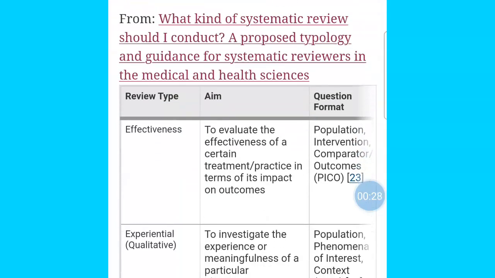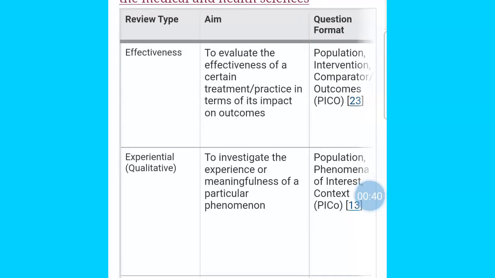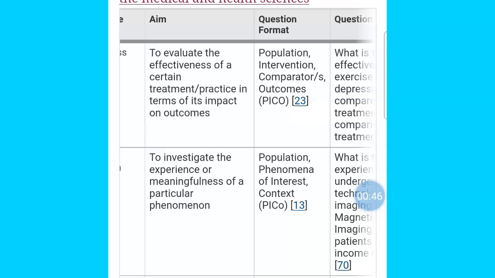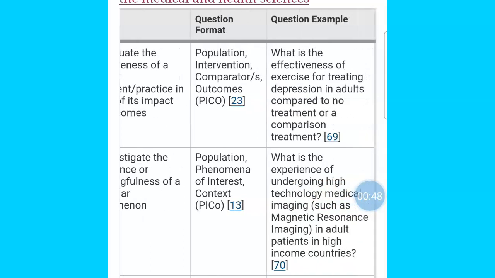So for instance, if you're trying to conduct an effectiveness study and your review type is in fact that of an effectiveness, then you're trying to evaluate the effectiveness of certain treatments and practices in terms of its outcomes. So the one that is good to keep in mind is PICO: population, intervention, comparators, and then outcome.